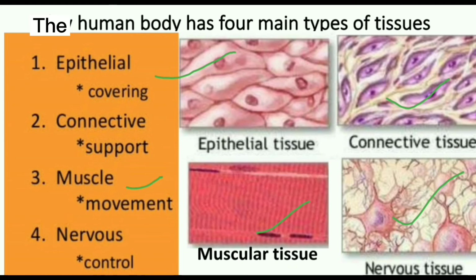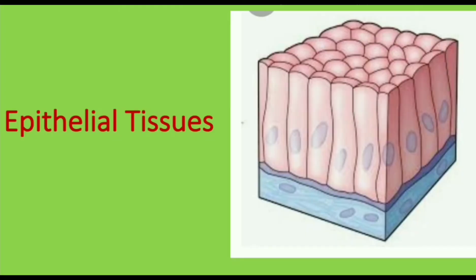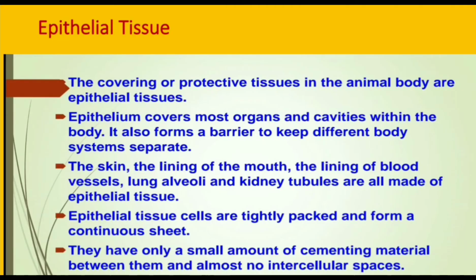But in this video, we are going to study about epithelial tissues. Epithelial tissues are also known as covering or protective tissues. Epithelium covers most organs and cavities within the body. It also forms a barrier to keep different body systems separate. Whatever material is transported between different organs has to cross at least one layer of these epithelial tissues.